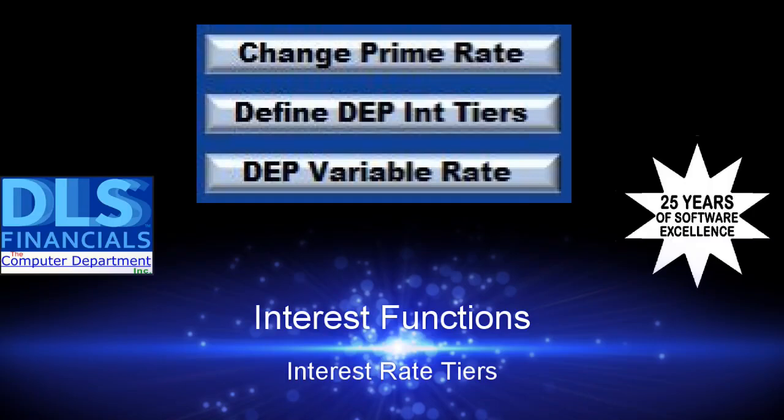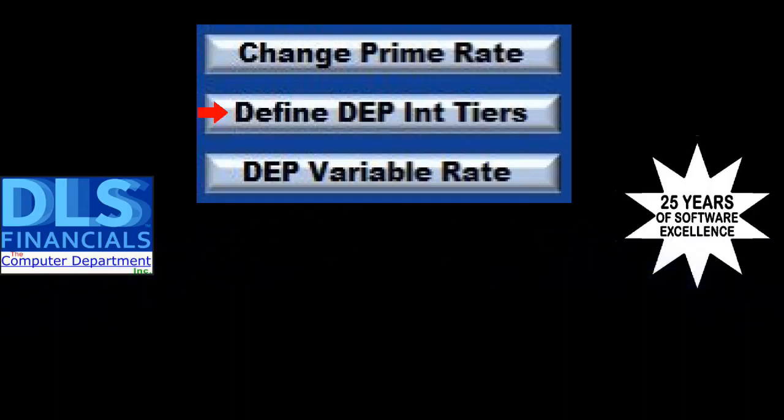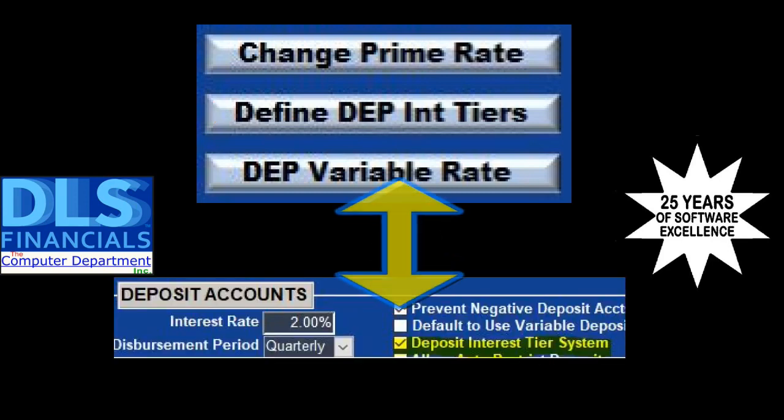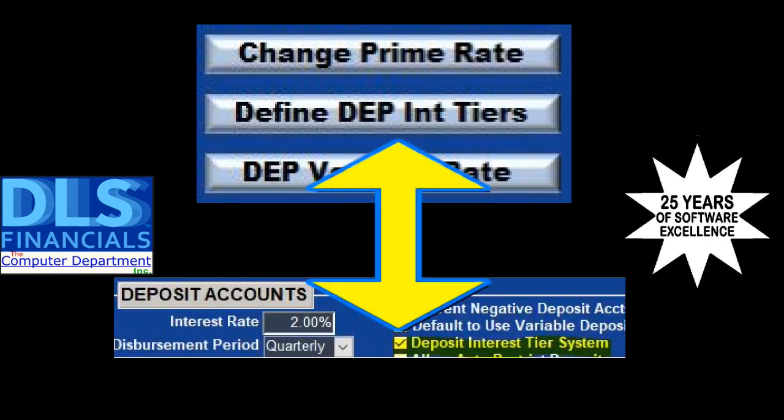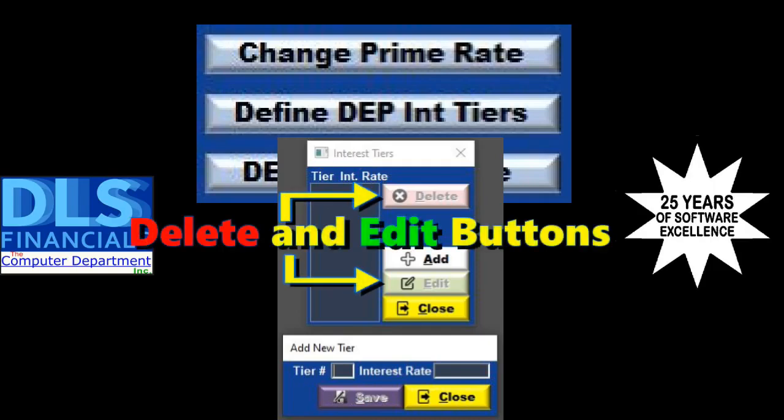A little used function in DLS is the Deposit Interest Tiers. The Interest Rate Tiers button will not show up unless you select to use the Deposit Tier system in DLS Financials Configuration form on the Accounts tab in the Deposit Account section. In this area, you will see the list of current tiers and the interest rate they are associated with. If you click on one of the tiers, the Delete and Edit button will come on. Clicking on the Delete button will remove the tier from the system.